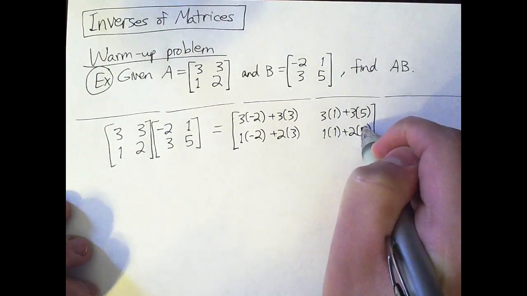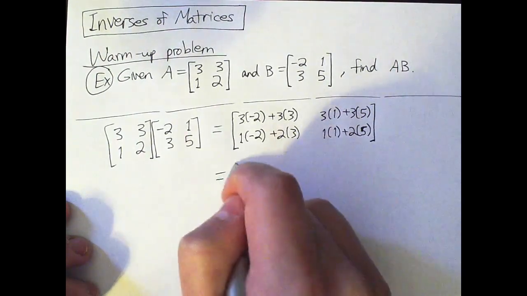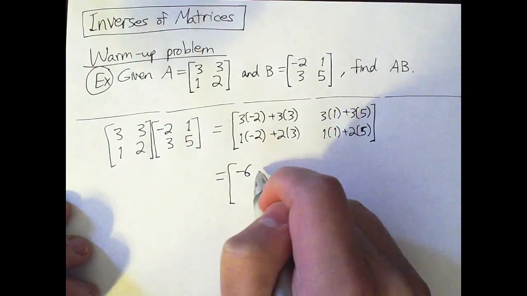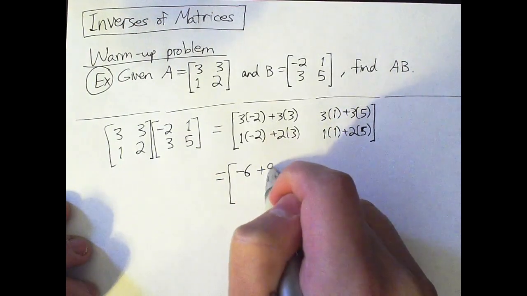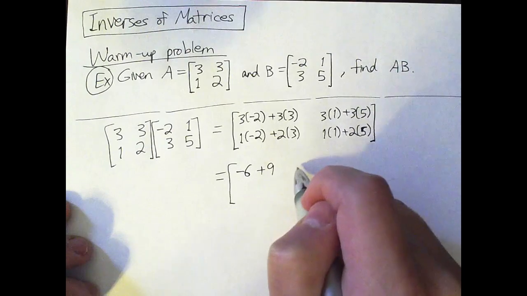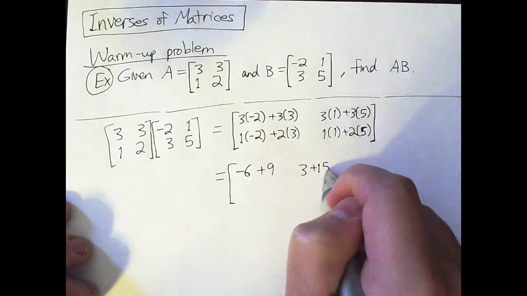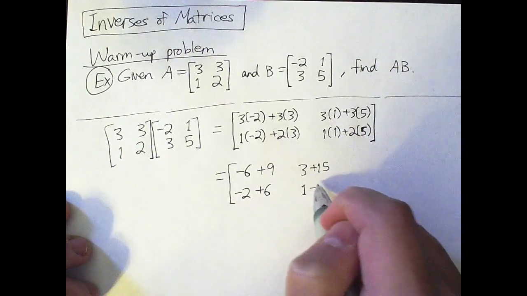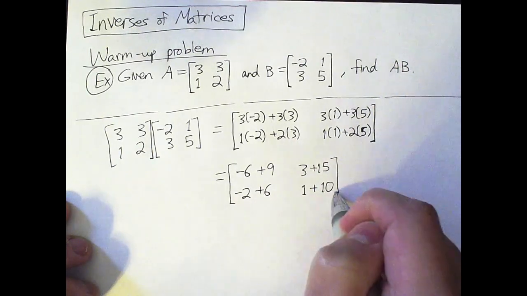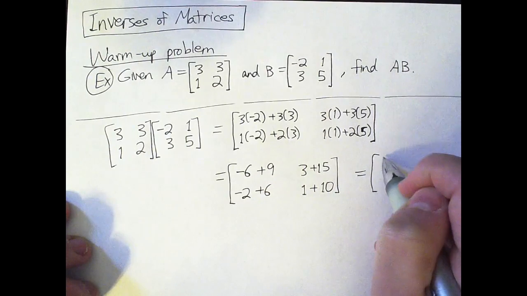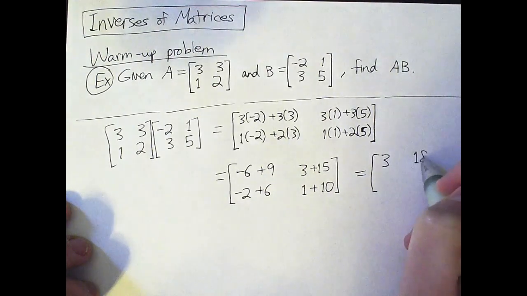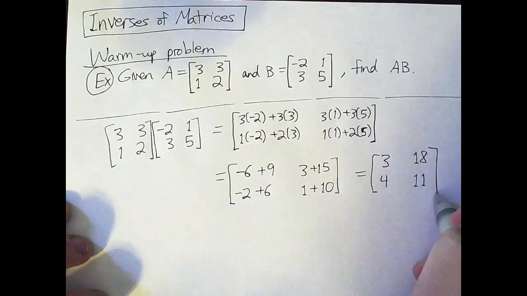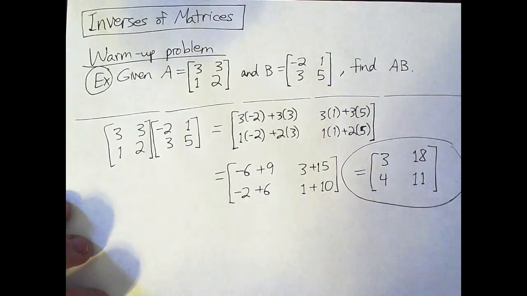All right, so we need to simplify this, and this is negative 6 plus 9, 3 plus 15, negative 2 plus 6, 1 plus 10. So final answer then is 3, 18, 4, 11. This 2 by 2 matrix is the answer.